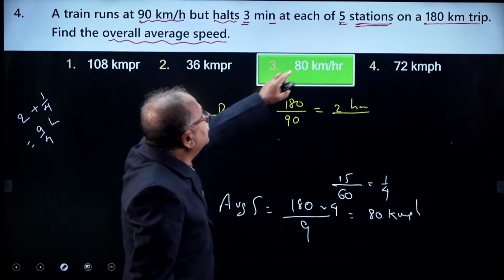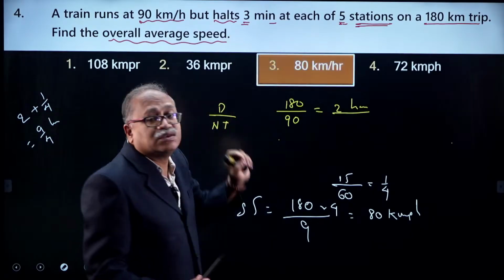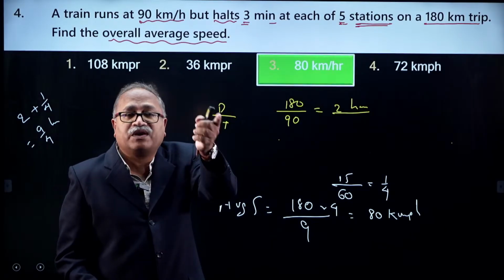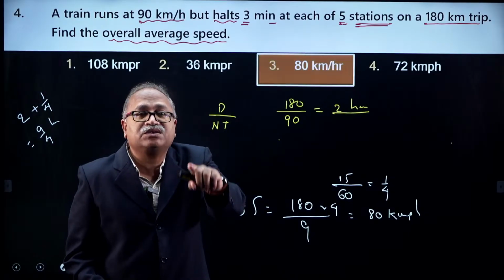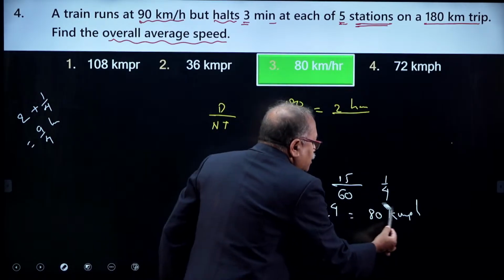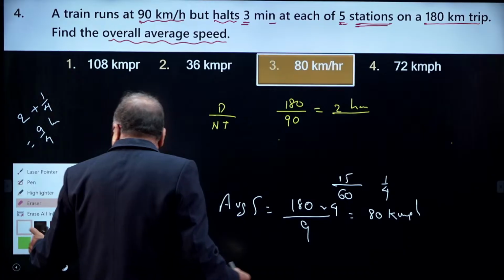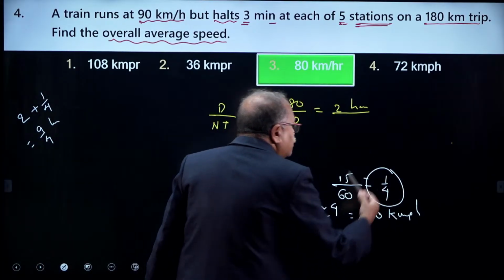It is already mentioned that there are 5 stations where it stays 3 minutes each. So 5 times 3 is 15 minutes. That is 15 by 60, 1 by 4. I am directly getting this part. So reduce the writing part.